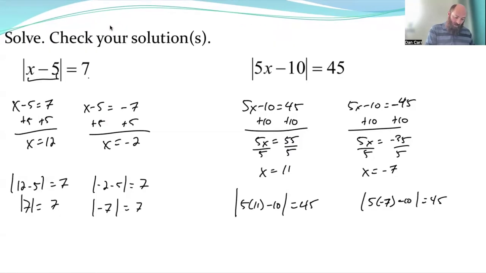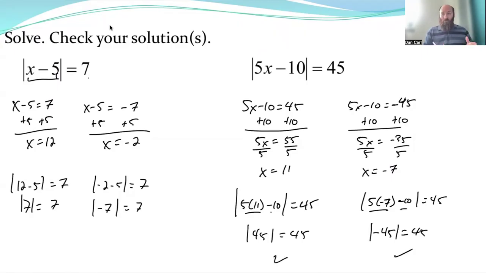So what we get here is 5 times 11 is 55. 55 minus 10 is going to give me 45. This is -35 minus 10 is a -45. So in both these cases, they check out. Okay, so we're good.